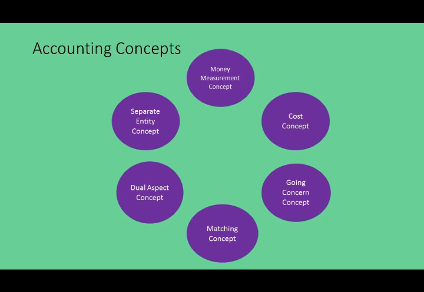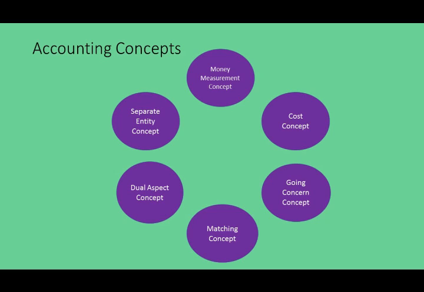Next topic is accounting concepts. The first one is the separate entity concept. Every business is a separate entity from the proprietor. Business and owners are distinct. Next is the money measurement concept. Record those transactions in the books of account which can be expressed in terms of money, and the events which cannot be converted into monetary terms are excluded from accounting.